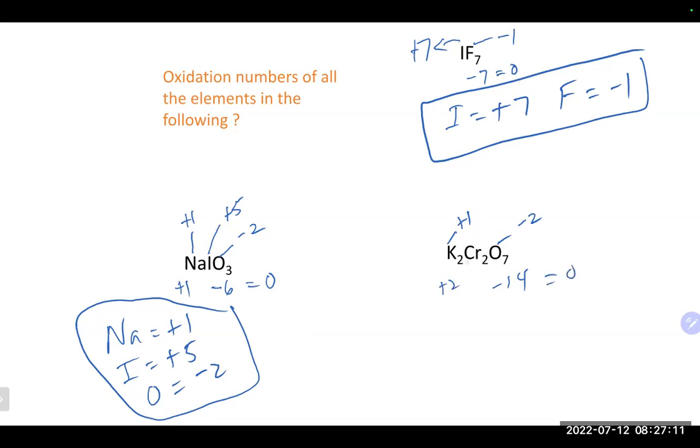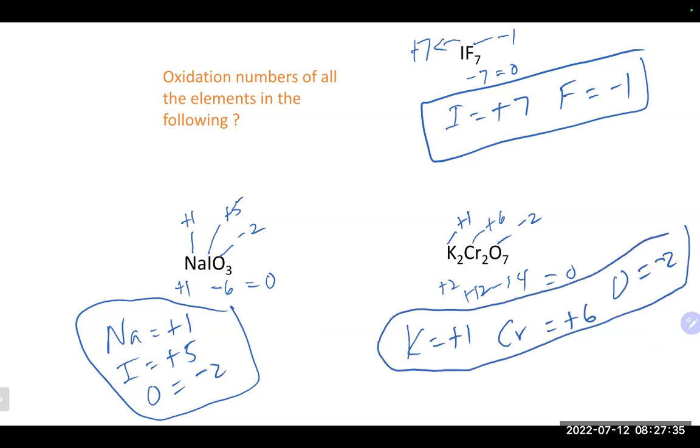The difference here, though, is we actually have 2 chromiums. So in this case, each chromium is going to be +6, as we would need a +12 there to balance everything out to 0. And that means that the potassium would have an oxidation state of +1, chromium +6, again, not +12, and the oxygen here would be -2, once again, not -14. Any questions on how to assign oxidation states or numbers there?